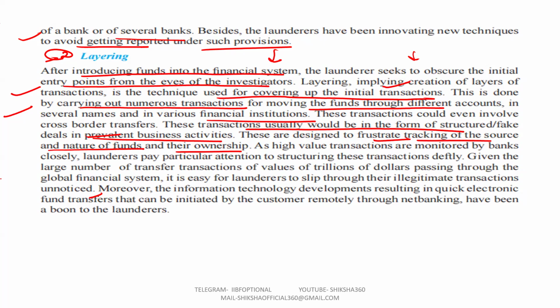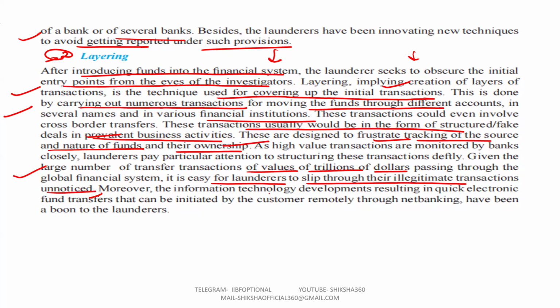As high value transactions are monitored closely by the banks, launderers pay particular attention to structuring these transactions deftly. Given the large number of transfer transactions, of values of trillions of dollars, passing through the global financial system, it is easy for the launderers to slip their illegitimate transactions through unnoticed.